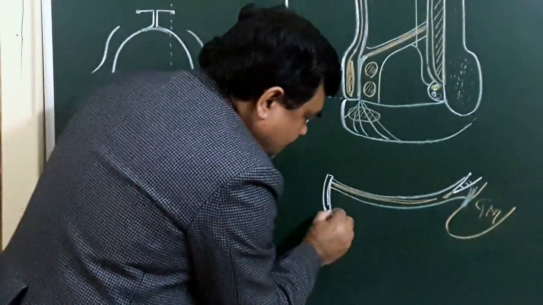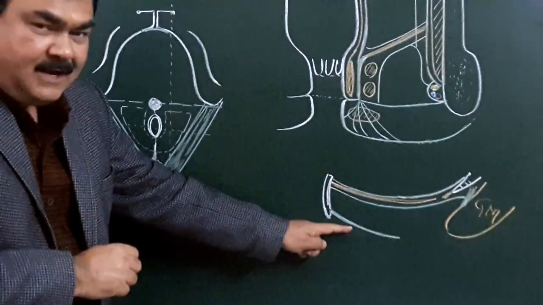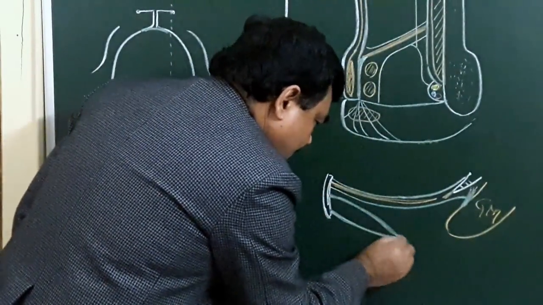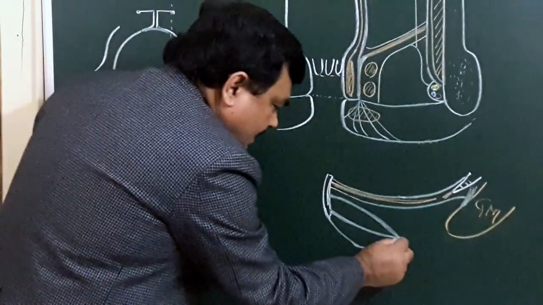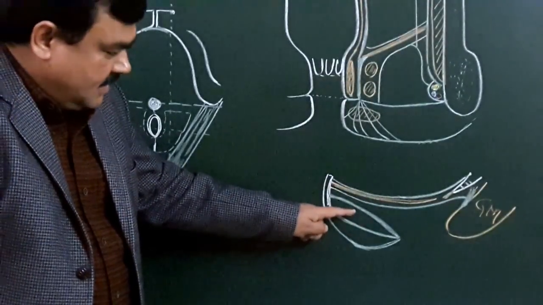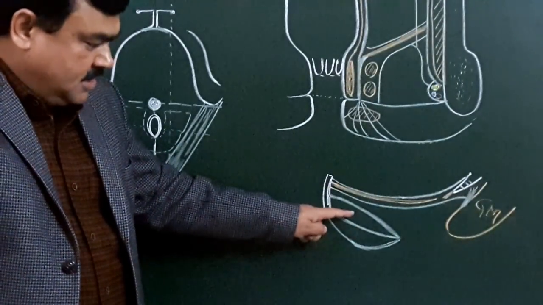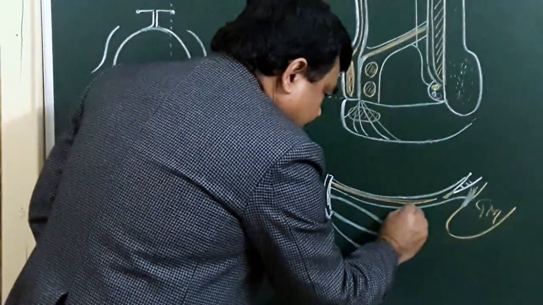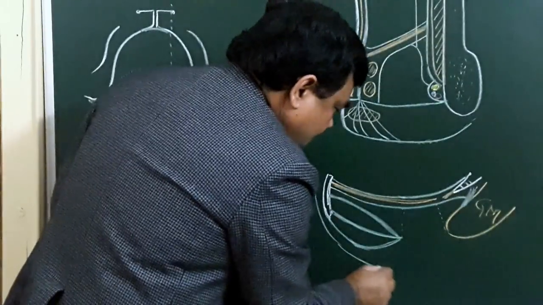Here is the perineal membrane, this is the perineal membrane. Here is Colles' fascia, this is the superior fascia of the urogenital diaphragm. So this is the perineal membrane. Here is the deep and this is the superficial perineal pouch. Deep and superficial perineal pouch. So this part is the perineal membrane. And here is skin. This is skin.